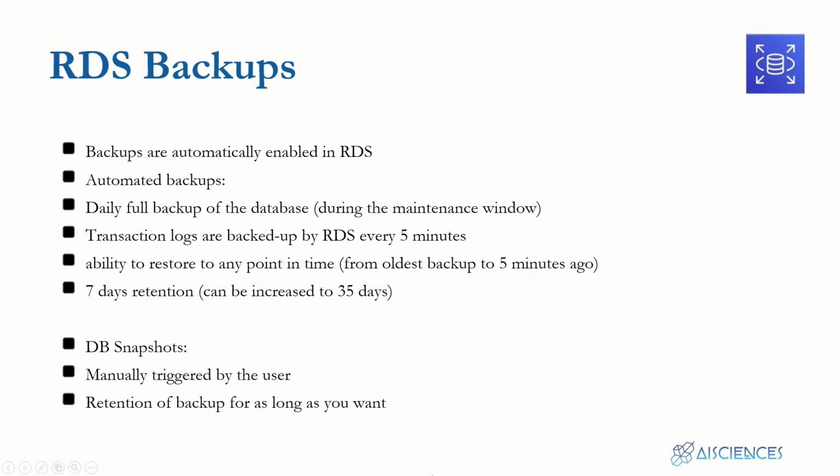Okay, moving forward, talking about the RDS backups. Backups are automatically enabled in RDS. As I told you, they are enabled automatically, and we have these automated backups. We have the daily full backup of the database during the maintenance window especially. And then we have transactional logs that are backed up by the RDS every 5 minutes. Like we have different logs. It could be like error log, it could be like update log, it could be any log, right? And then RDS has the ability to restore to any point in time, like from oldest backup to 5 minutes ago to like 5 days ago, anything like that, right? And then we have the retention in it. Let's say 7 days retention, but it can be increased to 35 days.